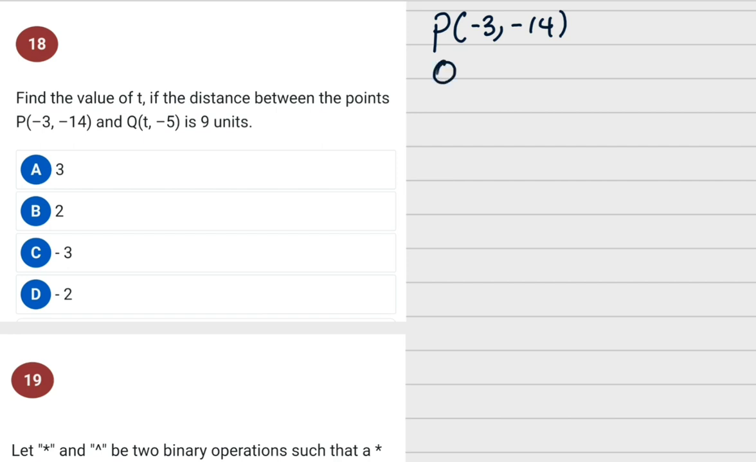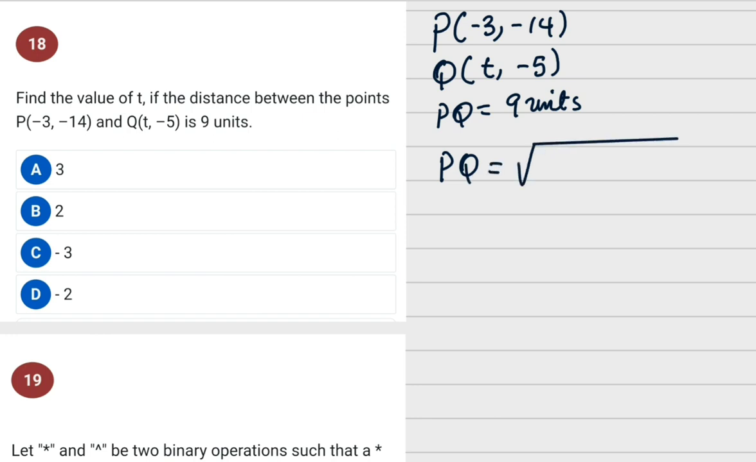Then I have point Q to be (t, -5), okay? And we were told that the distance, that is PQ, is equal to 9 units. Now, we need to understand how we can find PQ. Distance between two points in coordinate geometry: PQ will be the square root of (x2 - x1) all squared plus (y2 - y1) all squared. Now, let this one be my x1, y1, and this will be my x2, y2.